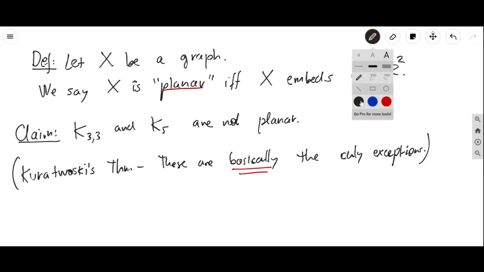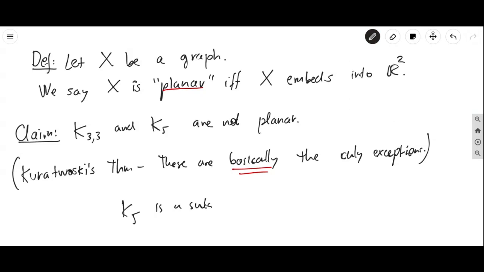So for example, K5 is a subgraph of K6, because K6 is the complete graph on 6 vertices. If you have 6 vertices, you have 5 vertices, and you include all of the edges of those 5 and something more. So because K6 contains K5 as a subgraph, it means that K6 is also not planar. So obviously, if a graph contains either this one or this one, it's not planar.